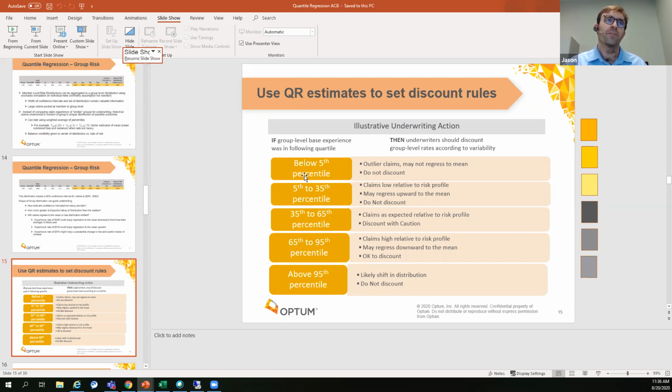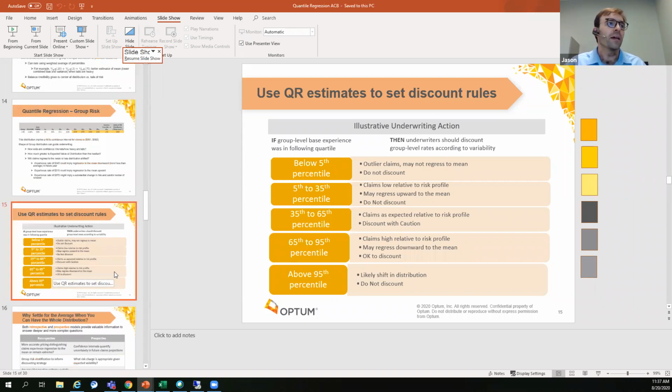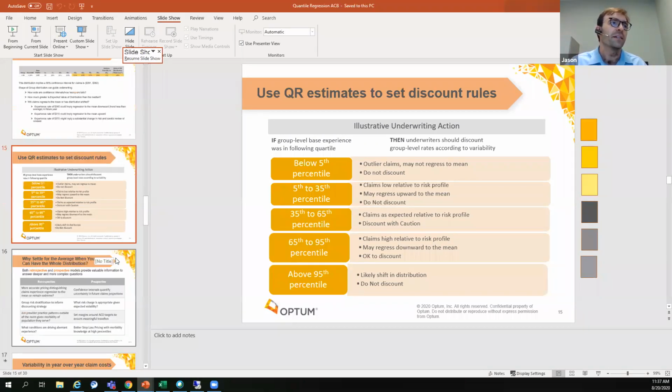This is a rough guidance that I've been using so far: if their experience is less than the 5th percentile, that's too dangerous, right? That means the distribution has changed and something has happened. But if their experience relative to their own group's percentile is between the 5th and 35th percentile, probably they'll regress to the mean upwards. If it's the 65th or 95th, they'll probably regress to the mean downwards, et cetera. So you can come up with guidance like that, and you can test different theories and see how it goes.